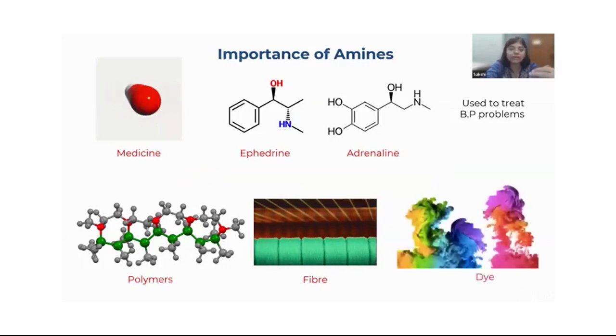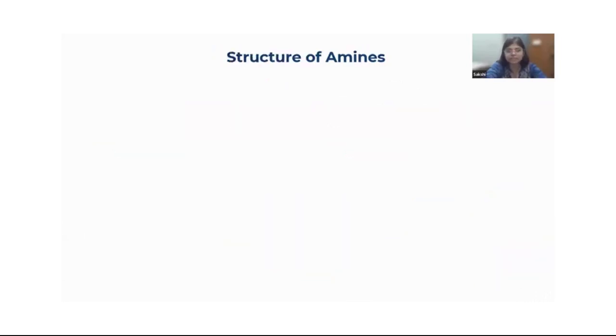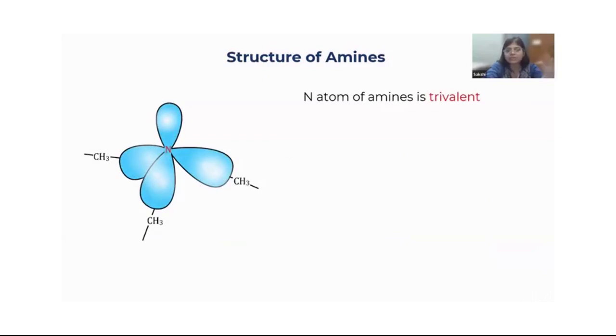And it is also used to make dyes, right? Like all the colors which are used to dye clothes. These dyes are made by using amines. That is why it becomes very important for us to study it, as amines are involved in our day-to-day life, right? Okay. So how is the structure of amine?